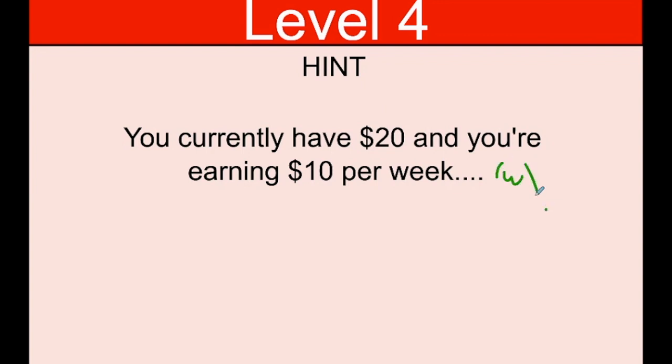So you're going to end up needing to write an equation. So you're going to have an equal sign in there. But what I wanted to say is, how would you read this part here? You currently have $20. I would usually say, okay, cool, we got 20. The word and usually means plus. You're earning $10, and it's going to say per week. So every week we're going to get 10 more dollars. That's usually multiplying. So times W.